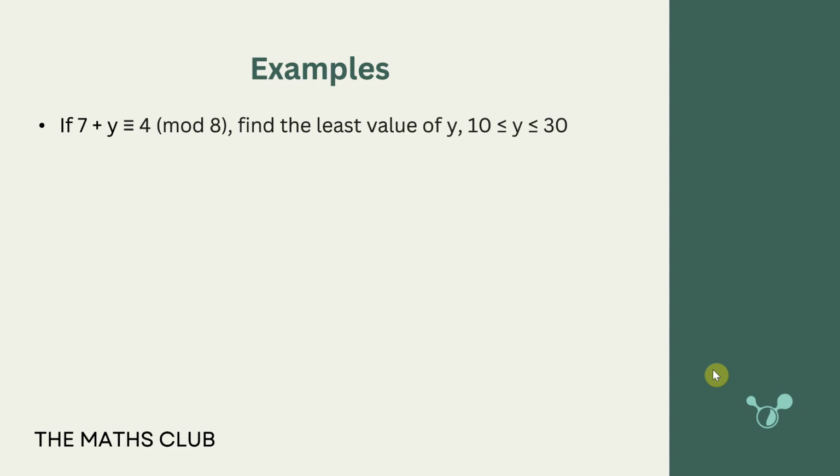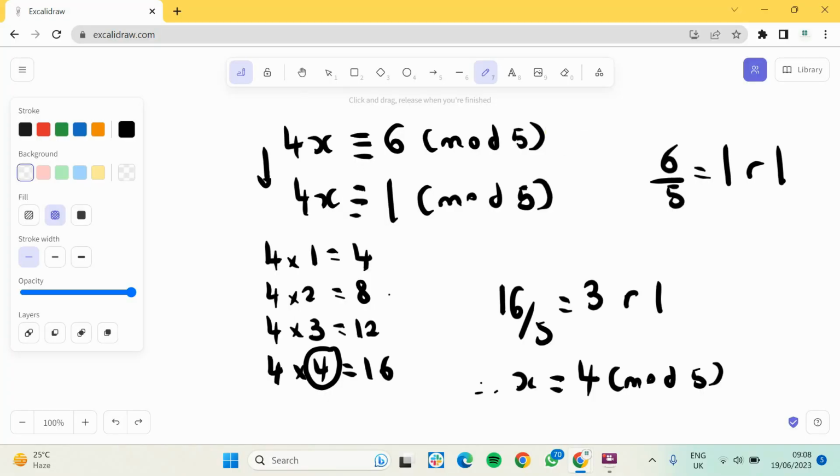It said if 7 plus y is equal to 4 mod 8, I can't reduce this 4 here because it's less than the 8. So if 7 plus y is equal to 4 mod 8, find the least value of y. And y should be in the range 10 and 30. That's good. So let's solve it.